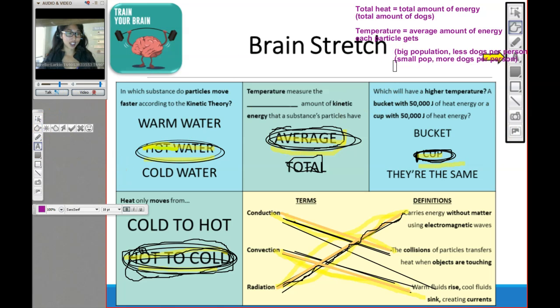And this has to do with the bucket versus cup, right? So in terms of temperature, the one with a higher temperature is the one that's smaller, because on average, each particle gets more of that total heat. Same thing with a small population of dog lovers. On average, each person gets more dogs. Okay, so that's why this one's hotter in terms of temperature.